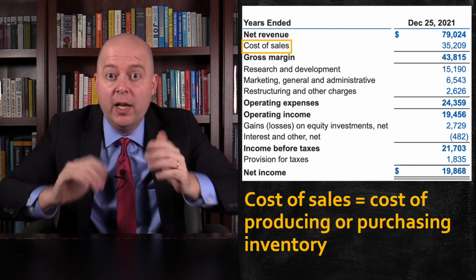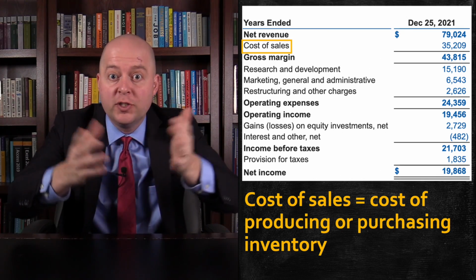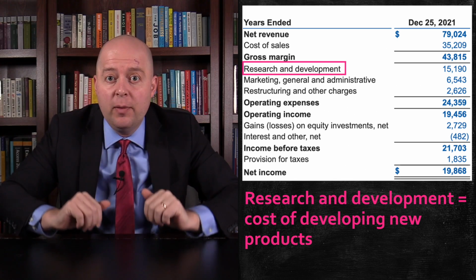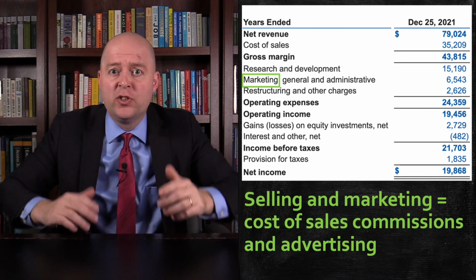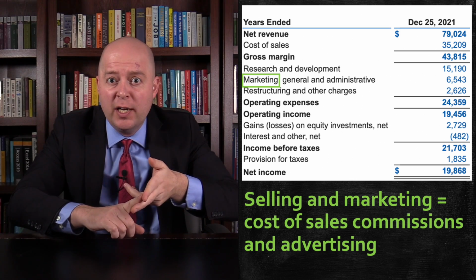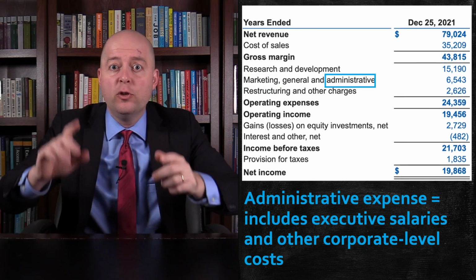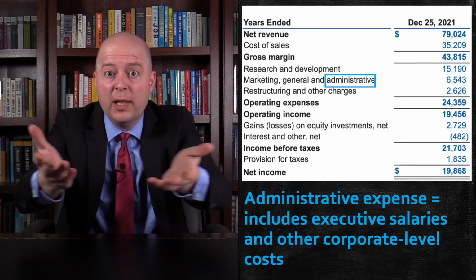But if we dive deeper, you'll see that the costs are actually organized by function. Cost of sales is the cost of producing or purchasing inventory. Research and development is the cost of developing new products. Selling or marketing expense is the cost of sales commissions and advertising. And administrative expense includes executive salaries and other corporate level costs.